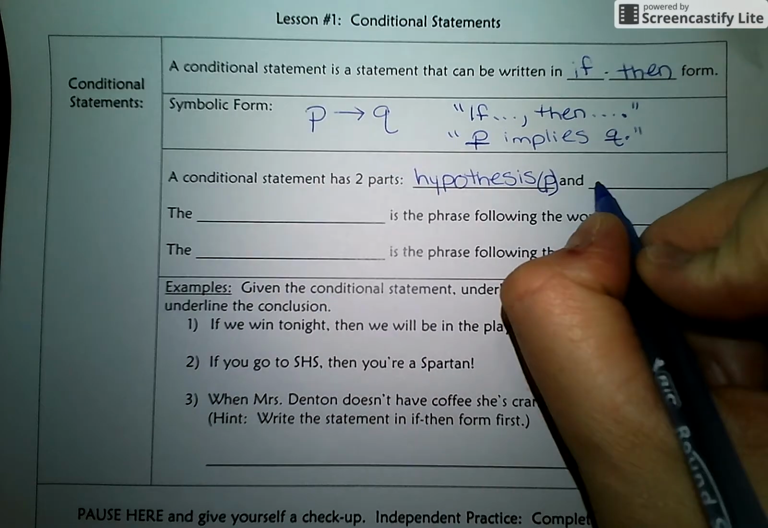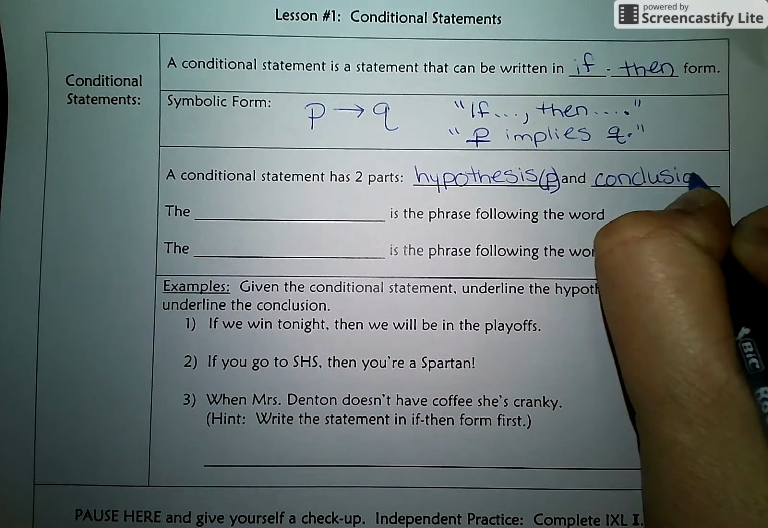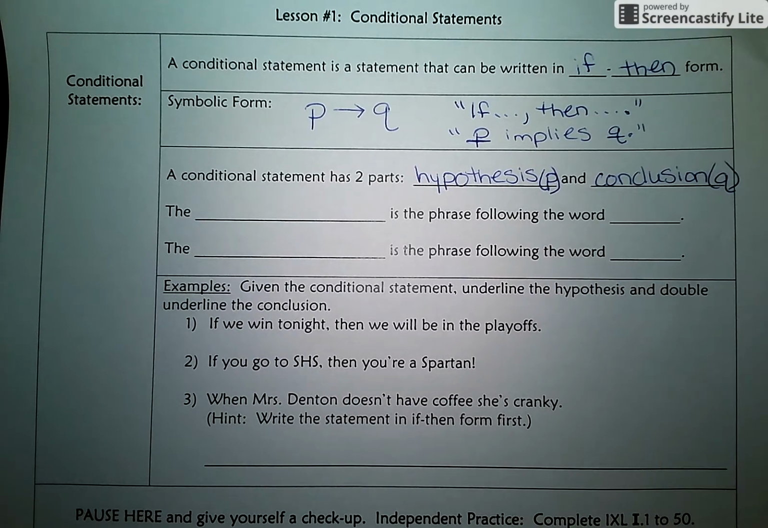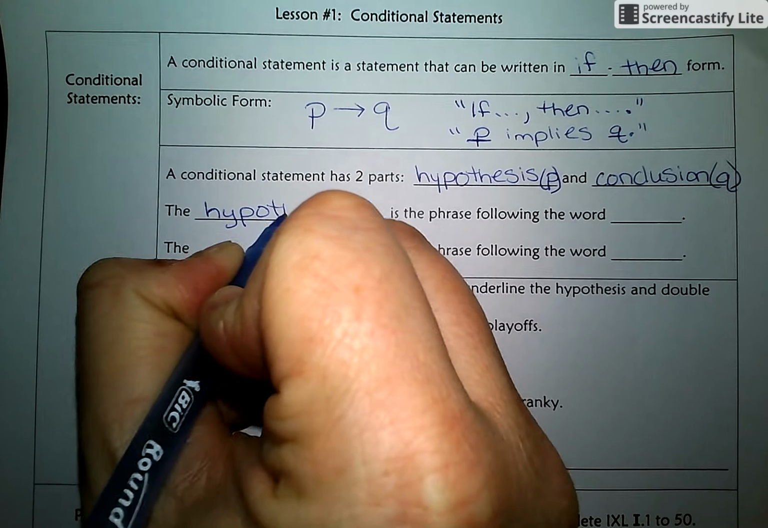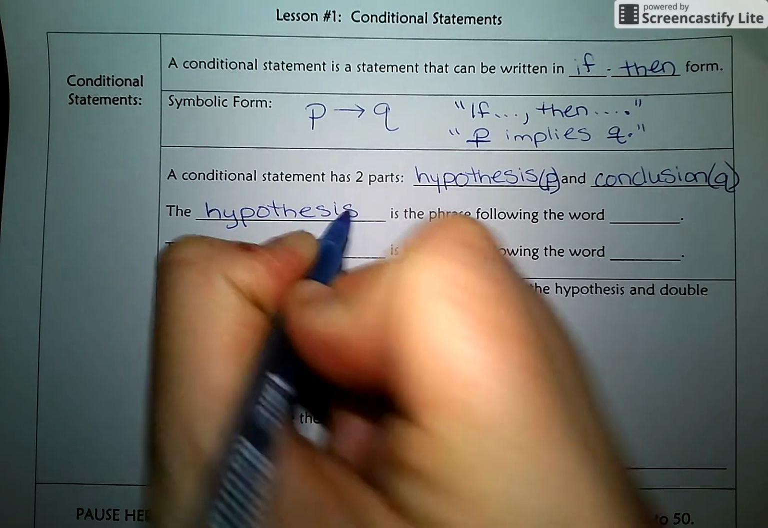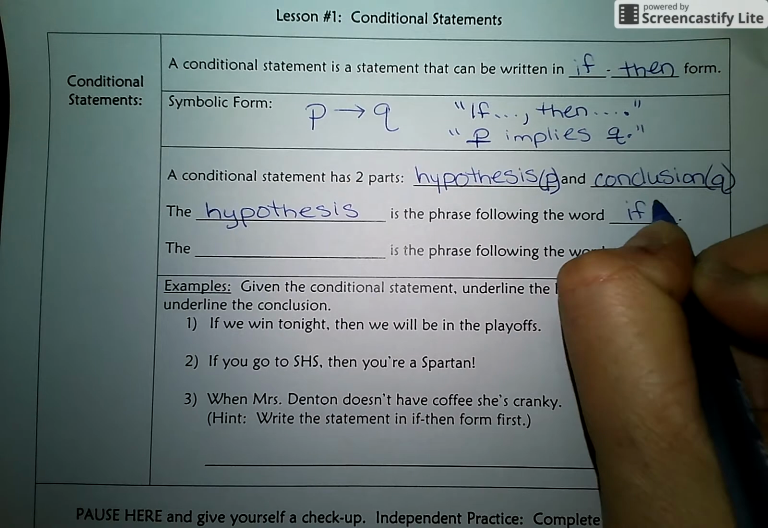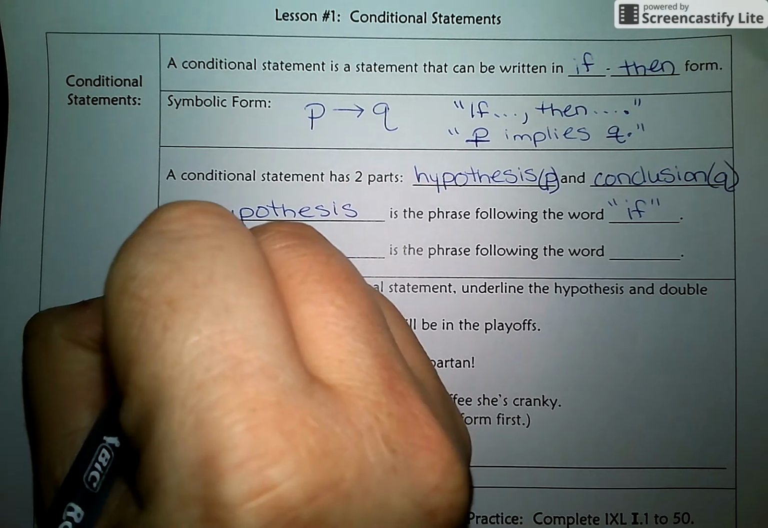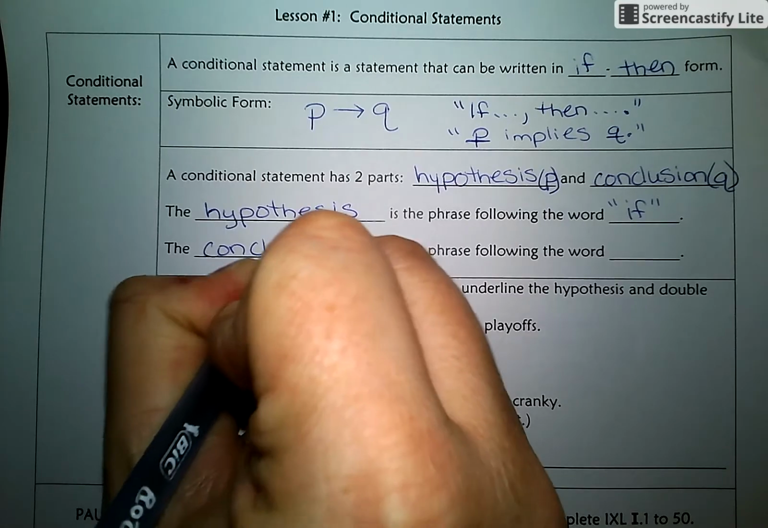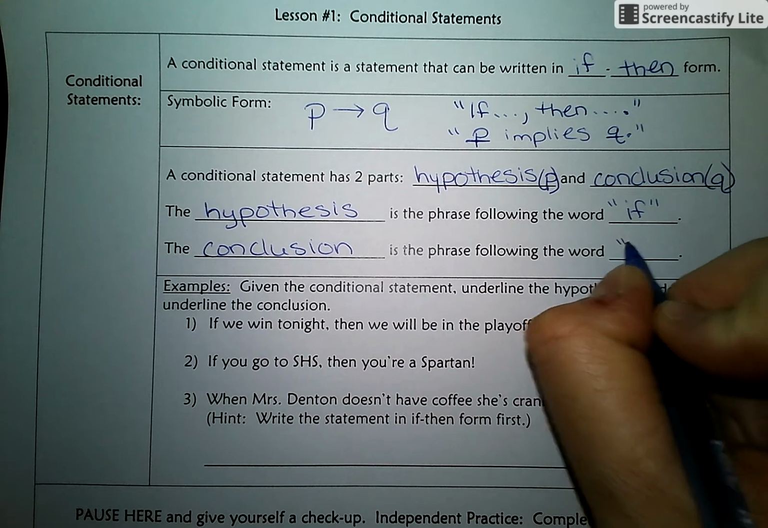The Q represents the conclusion. Therefore, the hypothesis is the phrase that follows the word if. The conclusion is the part of the sentence that follows the phrase then.